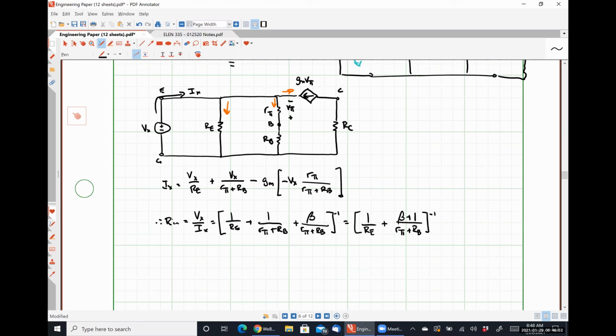Everybody okay with my algebra there? And recognizing that gm times R pi is by definition beta. A little bit tricky, but nothing too crazy here.